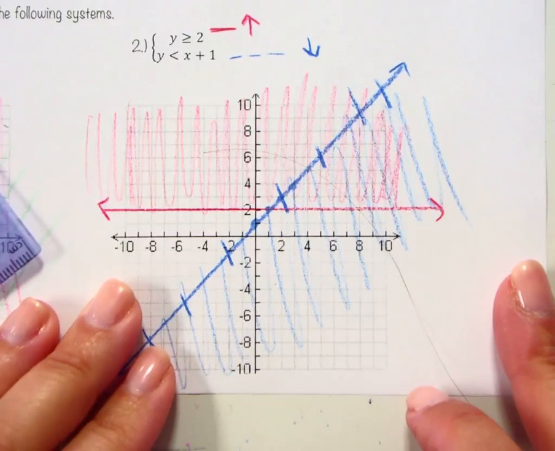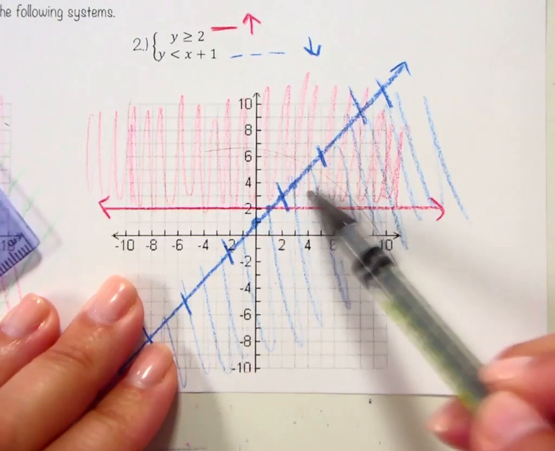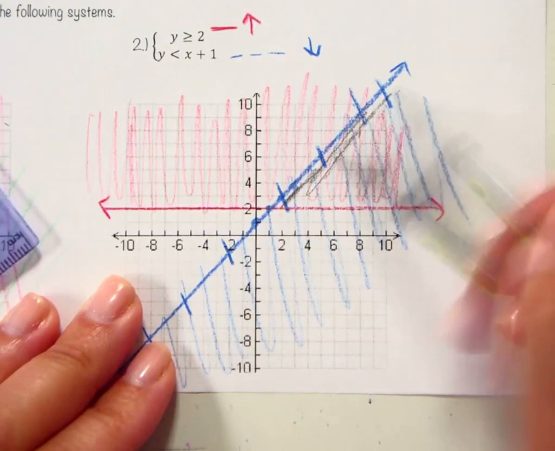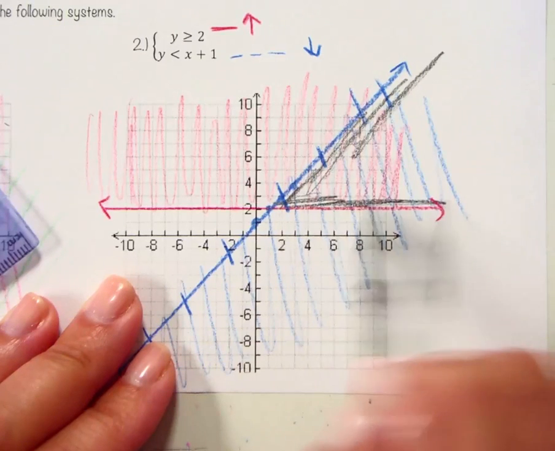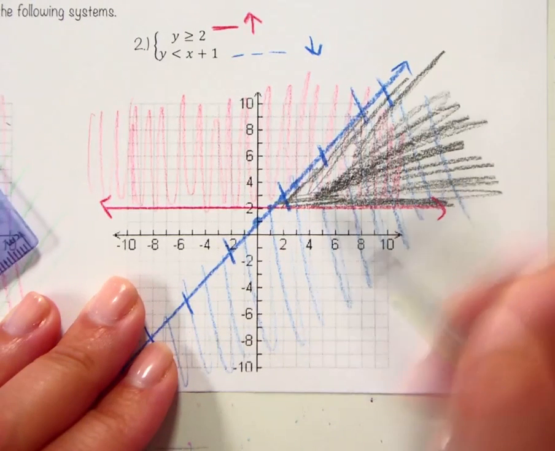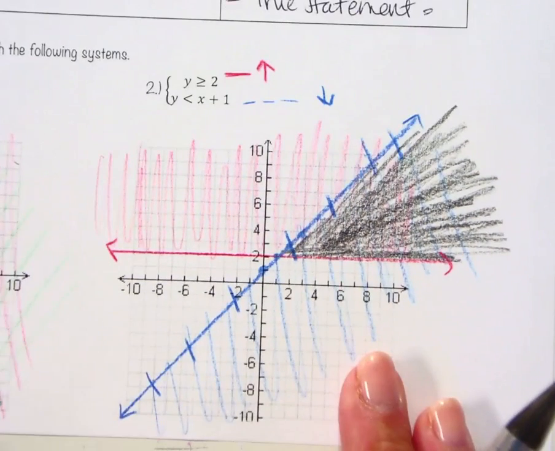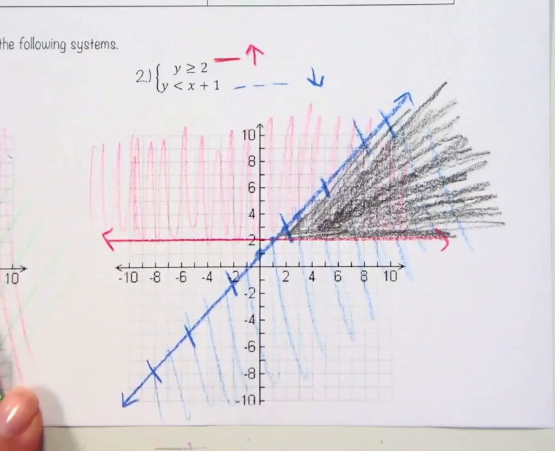Again, we're looking for where our shading overlaps. We see both blue and red below this line, but above the horizontal. So make that darker. That is your solution set. What questions do you have? Okay, we have just one more example then.